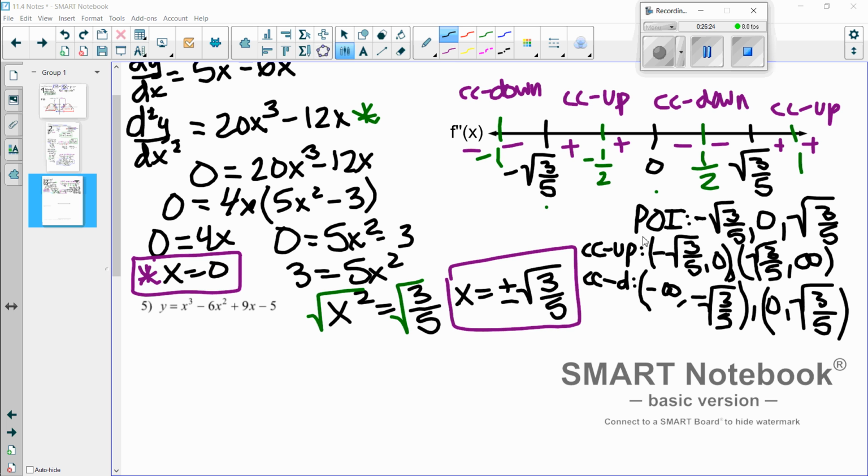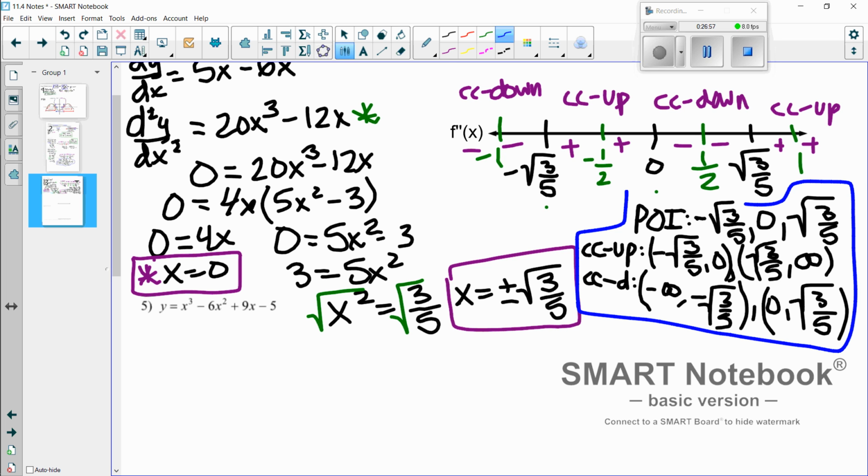And there they are. I listed concave up first. It's negative square root of 3/5 to 0, which is right here in this interval, and then square root of 3/5 to positive infinity. So from this inflection point on, forever to the right. And then concave down, negative infinity to negative square root of 3/5, that first interval we found, and then 0 to the square root of 3/5, the third interval we found. So this is our answer. Hopefully that's clear, and we can box that up for our answer.